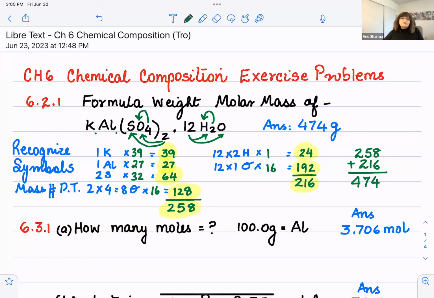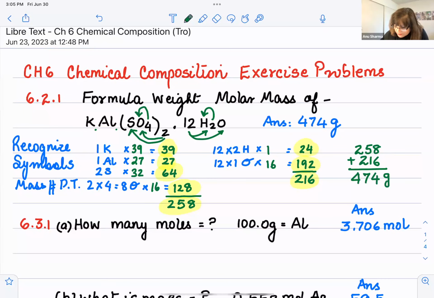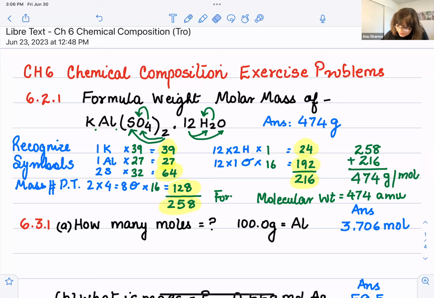Now, when we talk about molar mass, we write it as grams per mole, for 1 mole. But if you're just looking at the formula weight or the molecular weight, then it's okay to write it as 474 atomic mass units. Because it's a big compound, this is a formula weight.